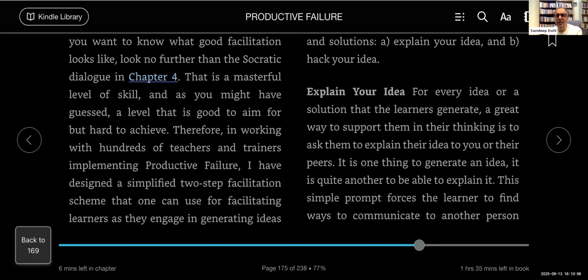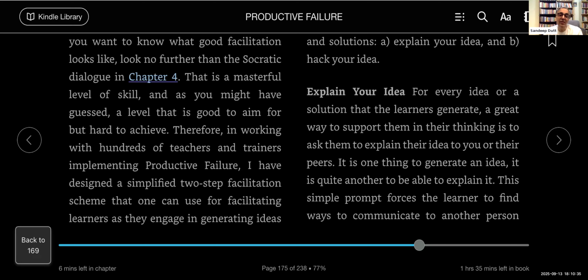Explain your idea. For every idea or solution that the learner generates, a great way to support them in their thinking is to ask them to explain their idea to you or their peers. It is one thing to generate an idea, it is quite another to be able to explain it. This simple prompt forces the learner to find ways to communicate to another person their thinking and reasoning in a way that the other can understand.